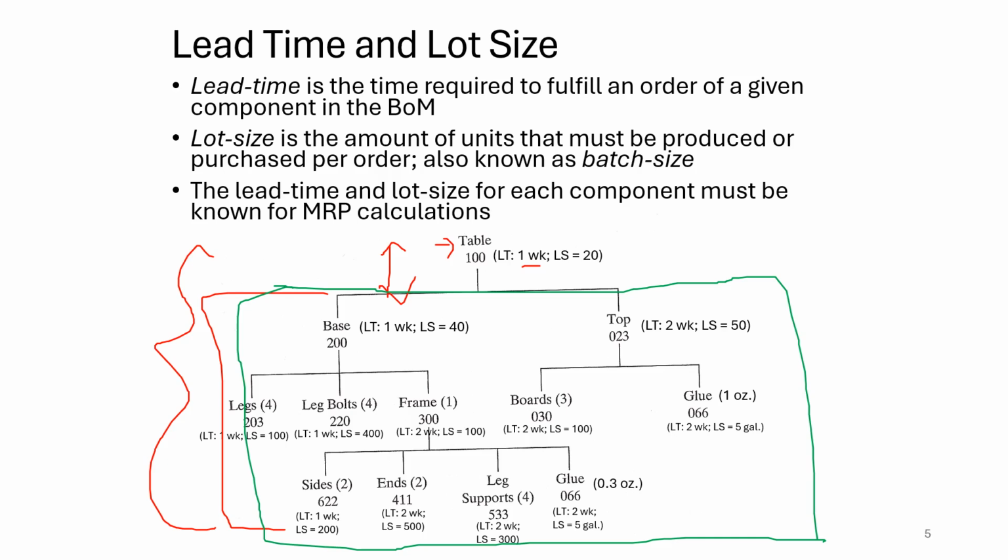And lot size is the amount of units that must be produced per order or per batch. So that's also called the batch size. And sometimes companies tend to use that in their BOM. For example, table over here has a lot size of 20. So if you place an order for a table, you can only place it in multiples of 20. You can place an order for 20 tables, 40 tables, and so on. You can never place an order for, let's say, 25 tables or 3 tables, since the lot size is 20. And the lead time and the lot size are inputs for our MRP calculations, which we will be seeing next.